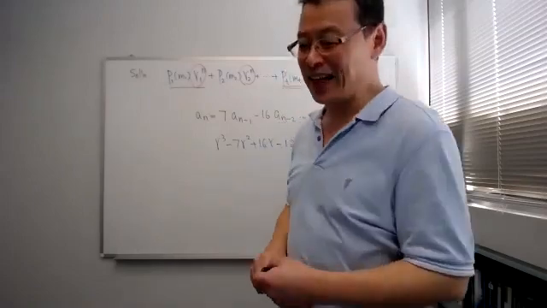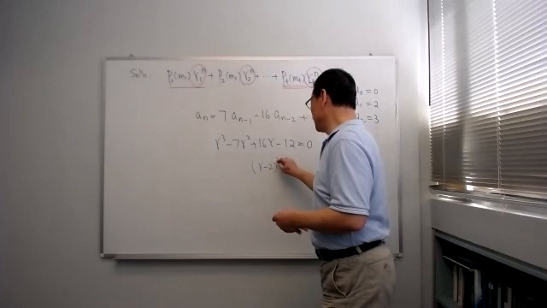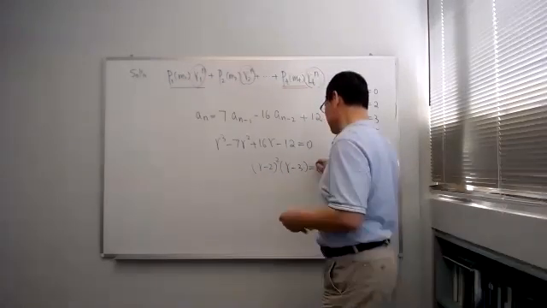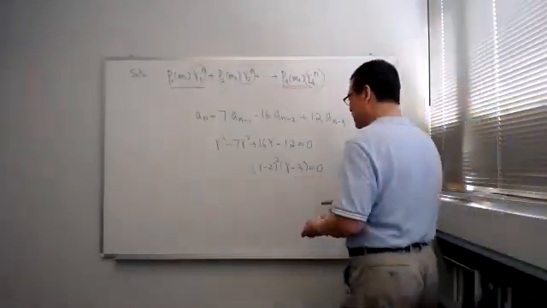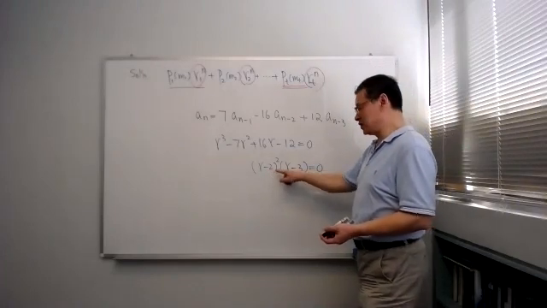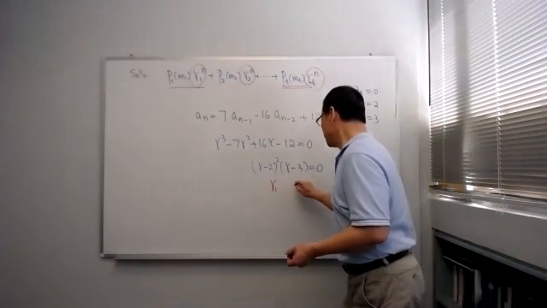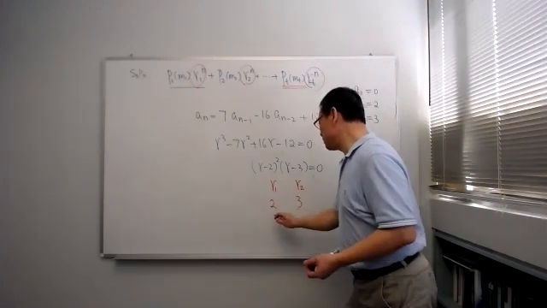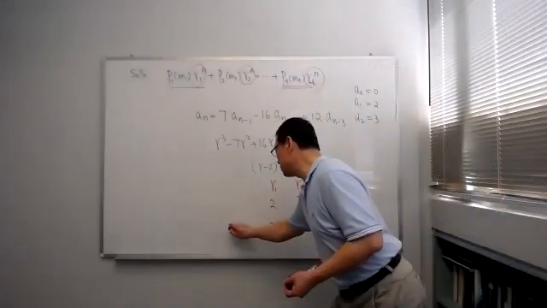All right. Luckily, I know the answer. So the answer will be (r minus 2) squared times (r minus 3) equals 0. That means it has 3 roots, 2 identical roots, 2 and 2, and another one, 3. So I have 2 distinct roots, r1 equals 2 and r2 equals 3. Here the multiplicity will be 2, here the multiplicity will be 1.